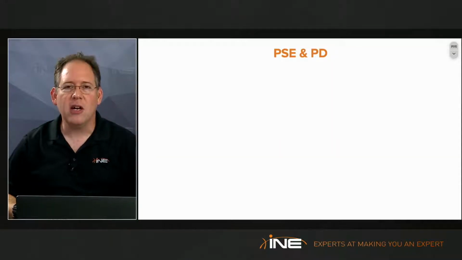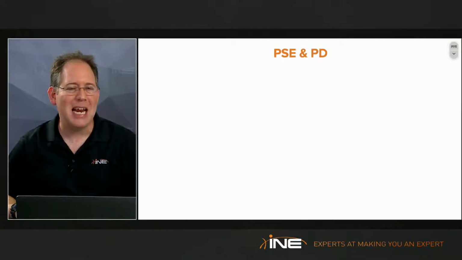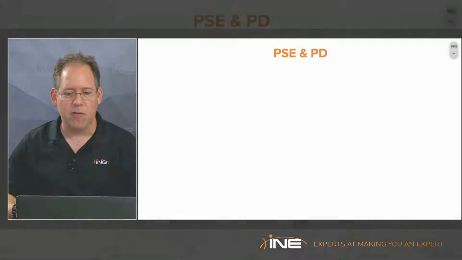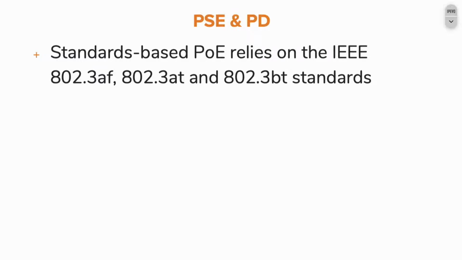All right, so let's talk about a couple of terms here, PSE and PD. If you're going to deal with power over Ethernet, you have to know what these stand for. So power over Ethernet, there are a variety of standards for it. They have evolved over time. So there's 802.3af, at, and the latest, which is 802.3bt, which was standardized in mid-2018.